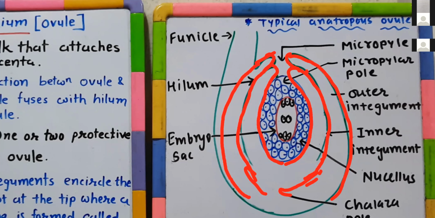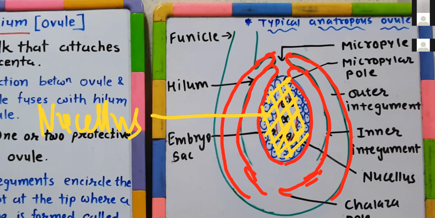Now this stuff within the ovule is known as nucellus, a specialized tissue. This is equivalent to the sporogenous tissue of the microsporangium. Microsporangium's sporogenous tissue and megasporangium's nucellus are equivalent.